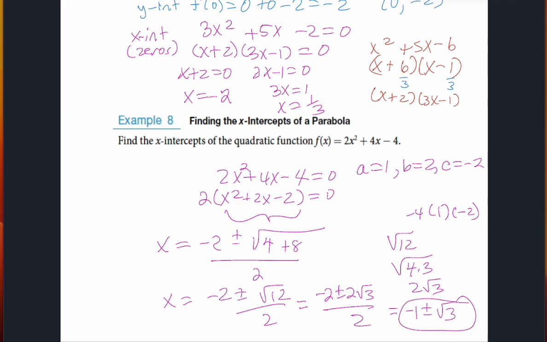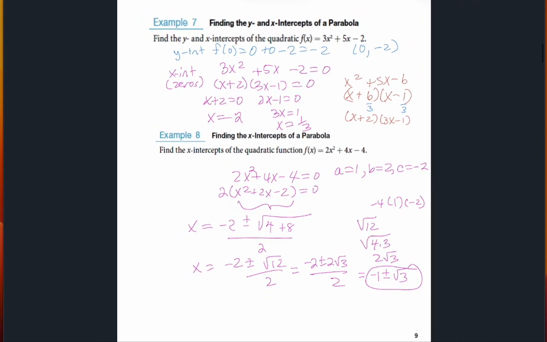Now, if you were actually graphing this and you wanted to find where does it hit the x-axis, you would just put into your calculator -1 plus square root of 3, get a value to the nearest tenth, and you're going to have to kind of guesstimate where that hits your x-axis, and -1 minus the square root of 3 to get your second value. They should be equidistant on both sides of your vertex, so that's kind of a way to check your work. They will always be equidistant from your vertex. The vertex is smack dab in the middle of those 2 values.